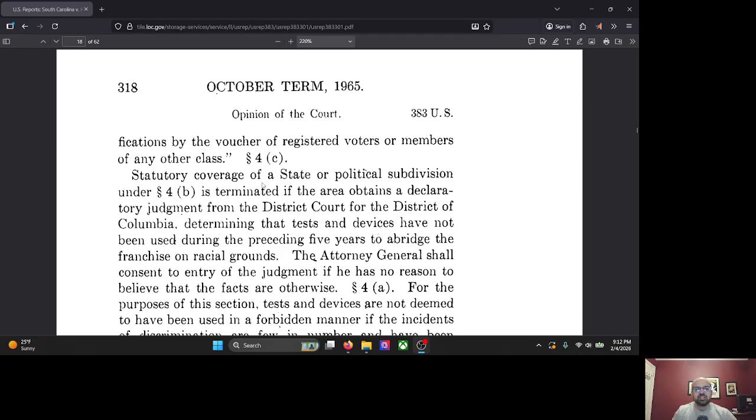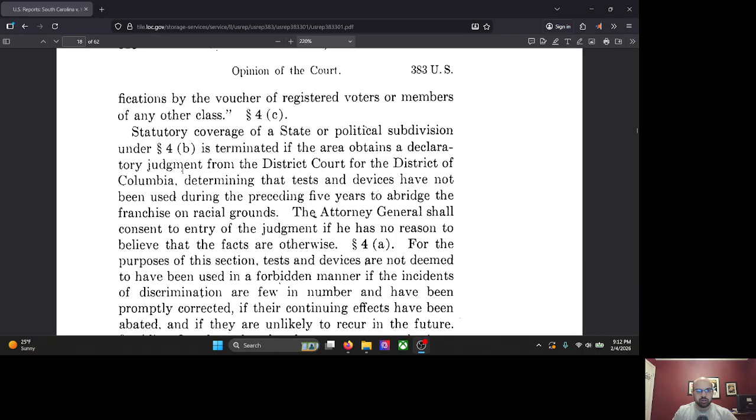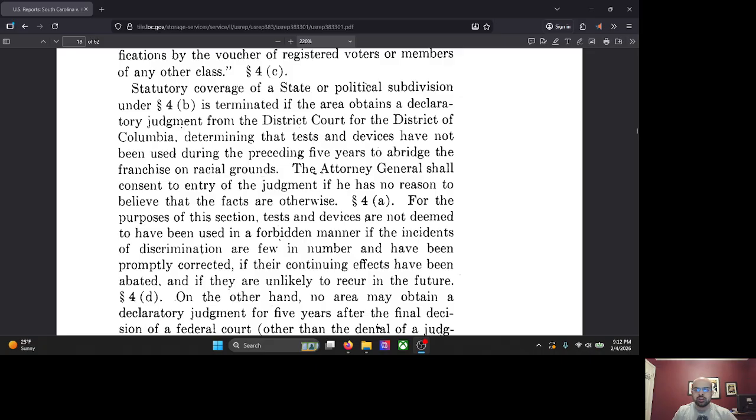Statutory coverage of a state or political subdivision under subsection 4B is terminated if the area obtains a declaratory judgment from the District Court for the District of Columbia, determining that tests and devices have not been used during the preceding 5 years to abridge the franchise on racial grounds. The Attorney General shall consent to entry of the judgment if he has no reason to believe that the facts are otherwise.